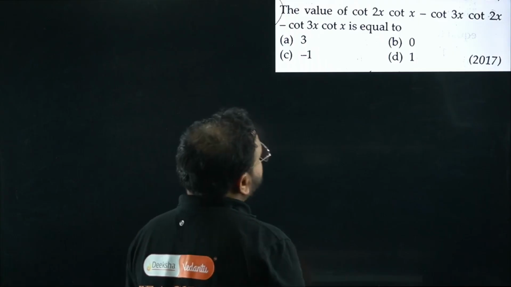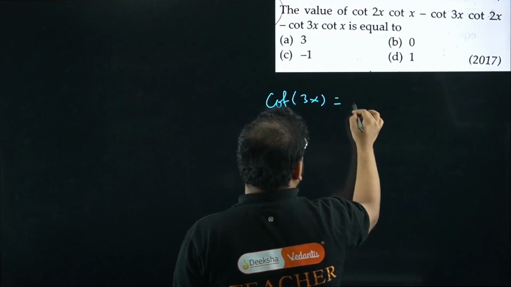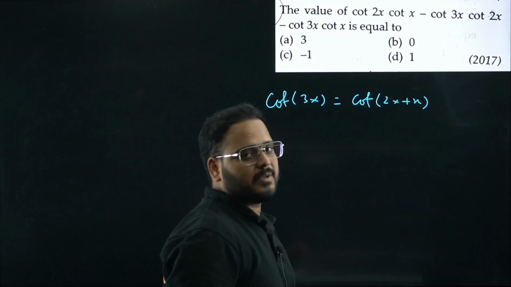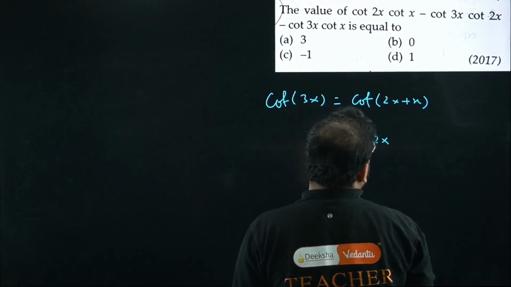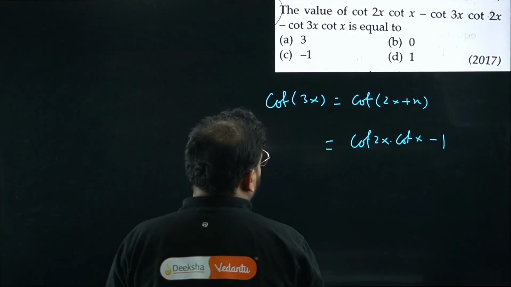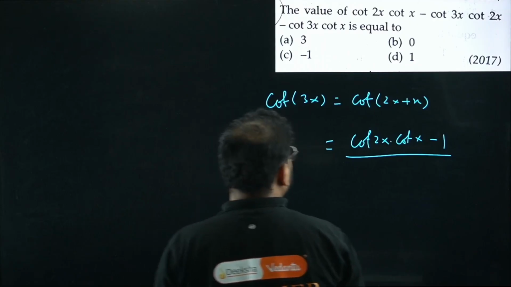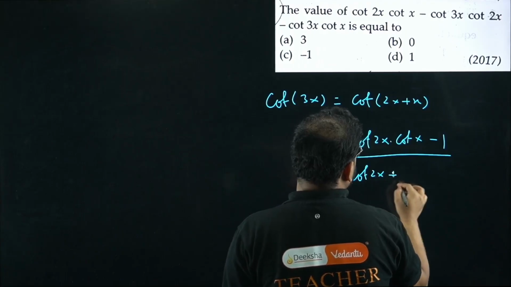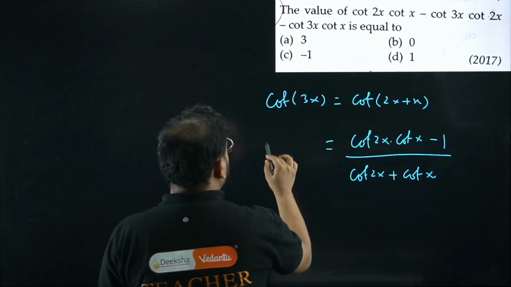Okay, what makes sense to me is, I write this cot 3x as cot of 2x plus x. The formula is there for this. It will become cot 2x cot x minus 1, divided by cot 2x plus cot x. Right? Now we'll do the cross multiplication, sir.